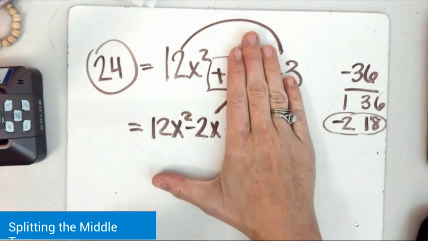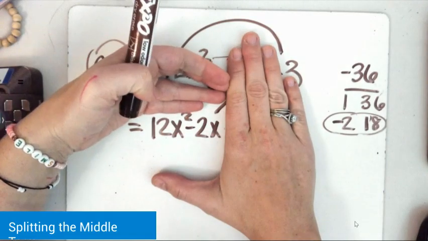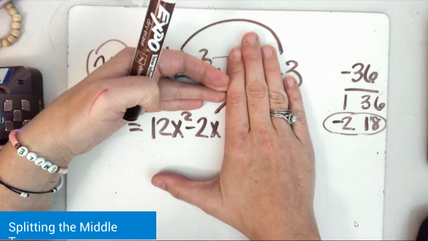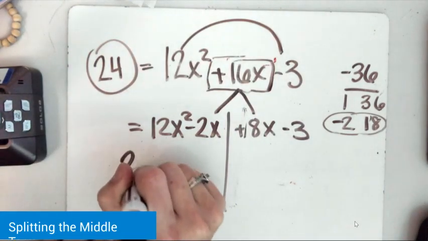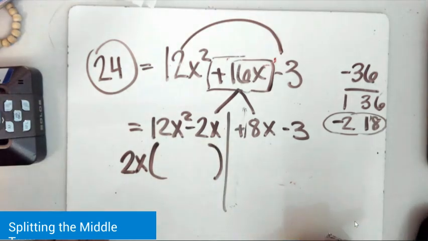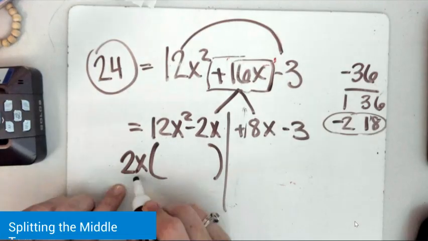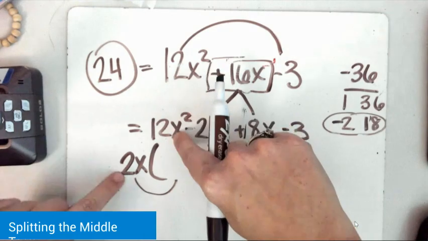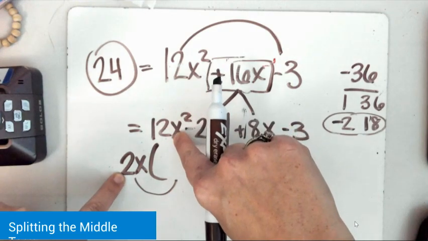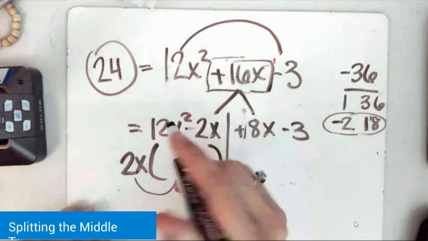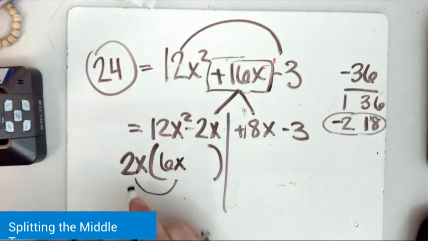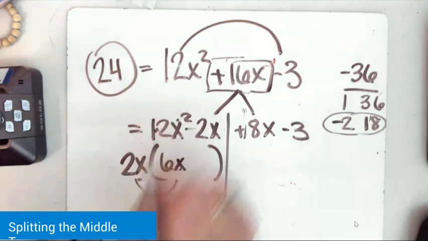Now look at this. What's in common between 12x squared and 2x? X and a factor of 2. So let's take out that factor of 2x and see what we're left with. Whatever your brain does, you can either think 2x times something gives you this, or you can think 12x squared divided by 2x. You're going to get the same thing. What is this? 6x. 2x times 6x. So 2 times 6 is 12. X times x is x squared.